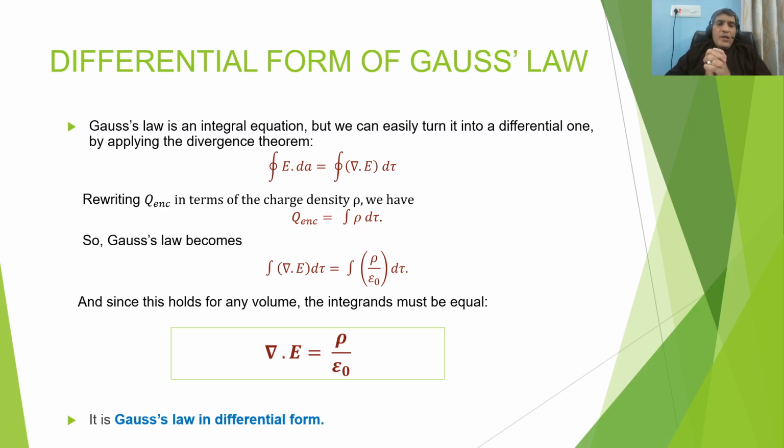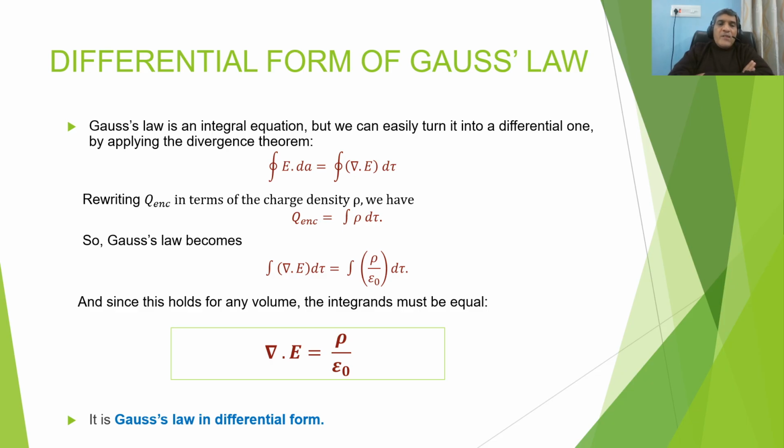This is the basic formula of the Gauss law. Q enclosed in terms of the charge density is Q enclosed equal to the integration of rho d tau. Here rho is the volume charge density, that is charge per unit volume: in a particular volume, how much charge we have. d tau is the volume element, and by a simple mathematical relation, E dot dA equals the integral of del dot E d tau.